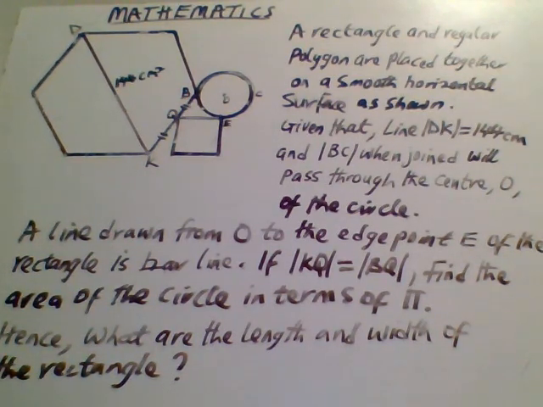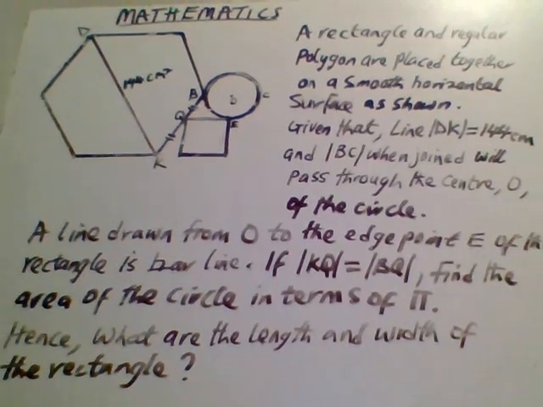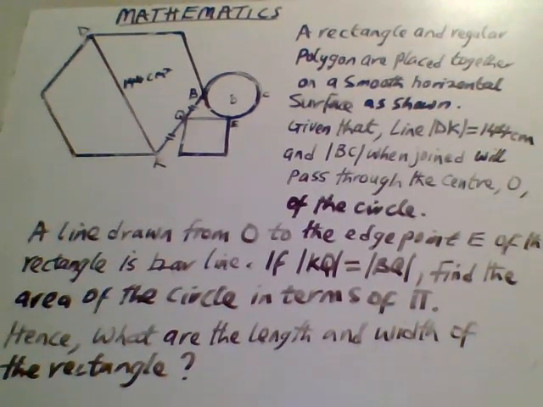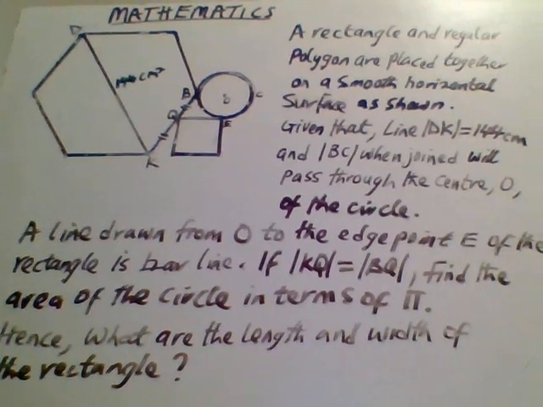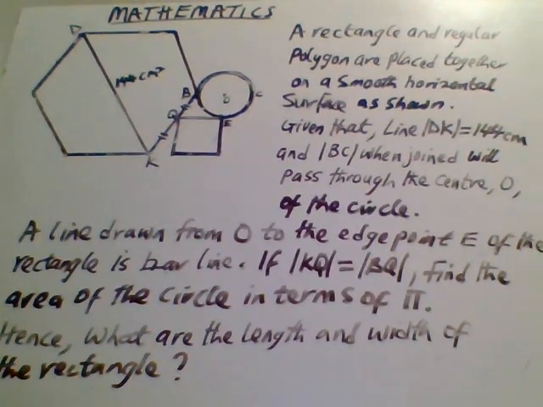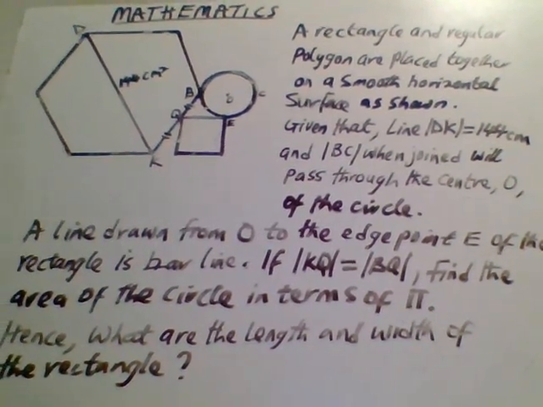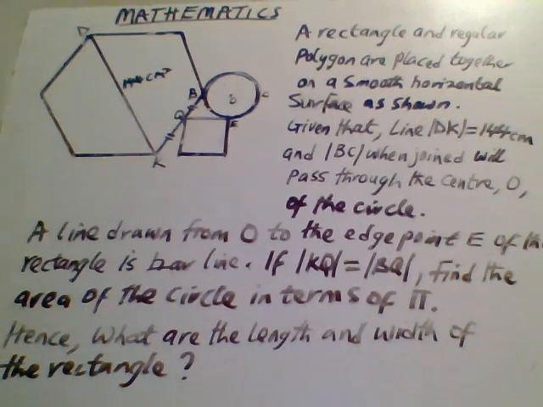A line drawn from O to the edge point E of the rectangle is perpendicular. If KQ is equal to BQ, find the area of the circle in terms of pi. Hence, what are the length and the width of the rectangle? So let's repeat what is given to us so that we'll be able to understand the concept before solving it.